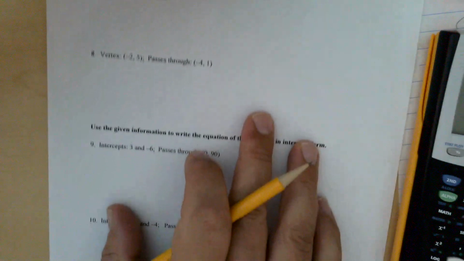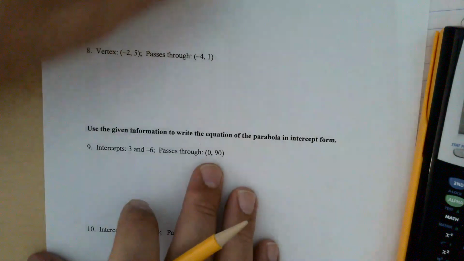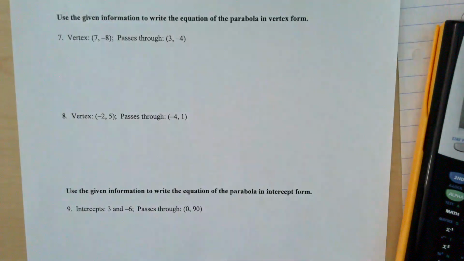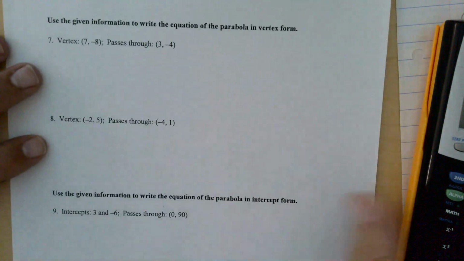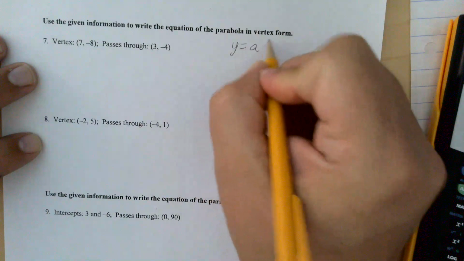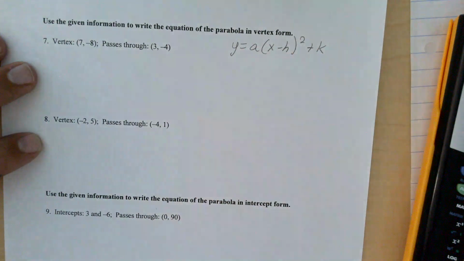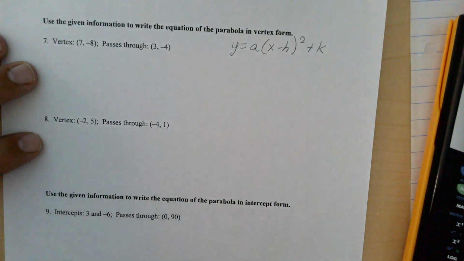Now, you're only going to have one of each on your test. I have you practice 2 problems of each form. So this is where I will have written, if I want it in vertex form, you'll see on your test, I'll give you this formula, okay? Y equals A times the quantity x minus h squared plus k.